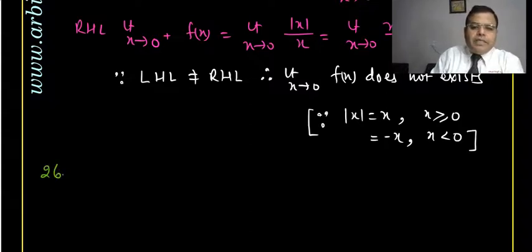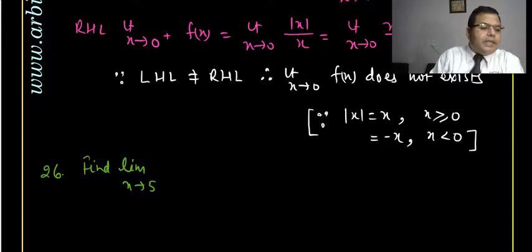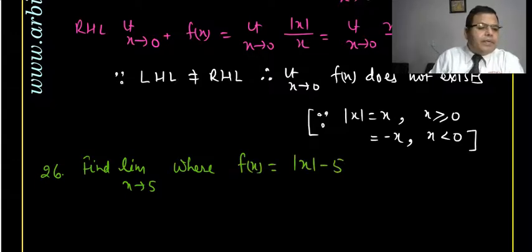Question number 26 is: find limit x tends to 5, where f(x) is equal to mod x minus 5. This is question number 27, not 26. Okay, I'll do 26 also. So here x tends to 5 and f(x) is equal to mod x.